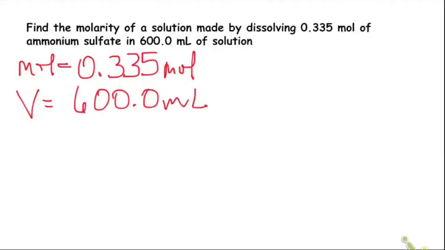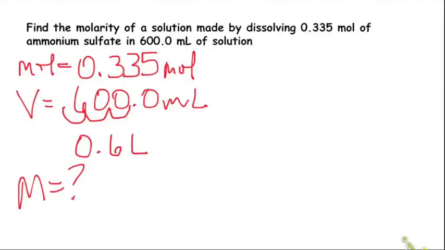but we just said it can't be in milliliters, it has to be in liters. So if you go back and think about it, you should remember that to go from milliliters to liters, we've got to move our decimal place 3 places to the left. So now we have 0.6 liters. Now, all we have to do, since we're looking for molarity, is plug it into our equation.